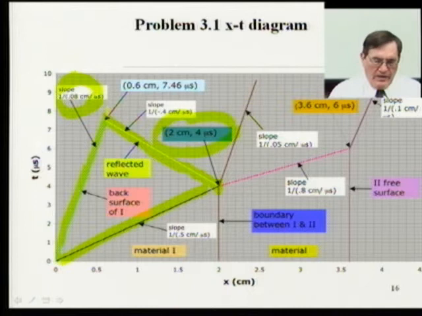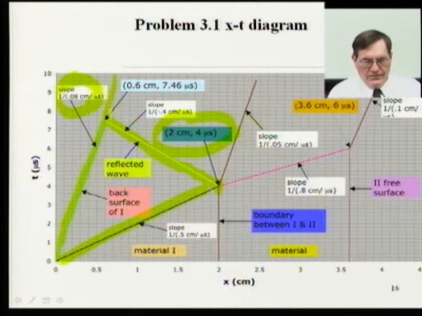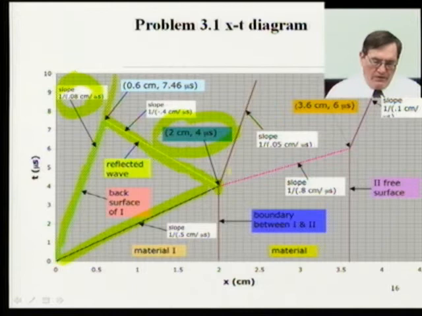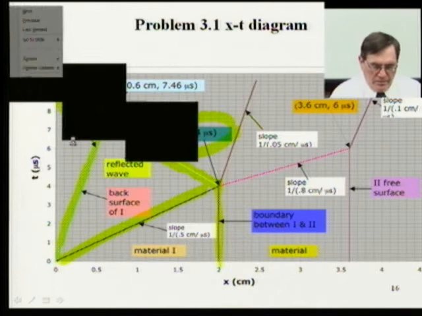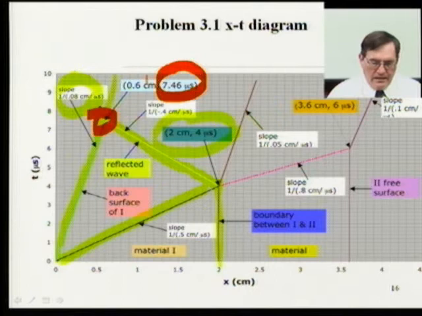When that reaches this shock, then there's another reflection of a wave. But I don't have the problem going any further than that. So that would be the answer: when the reflected wave off of the first boundary reaches the back boundary over here is going to be 7.46 microseconds.